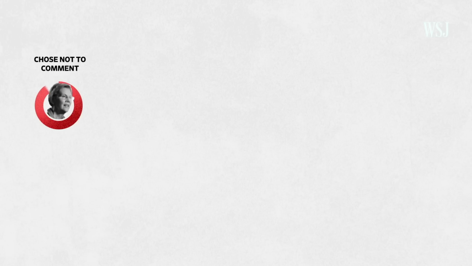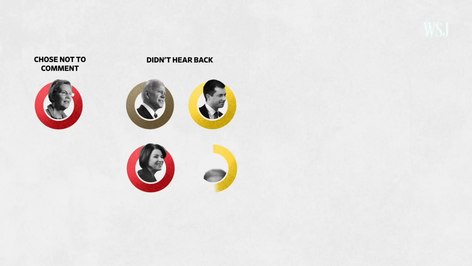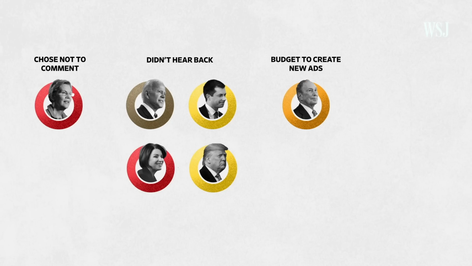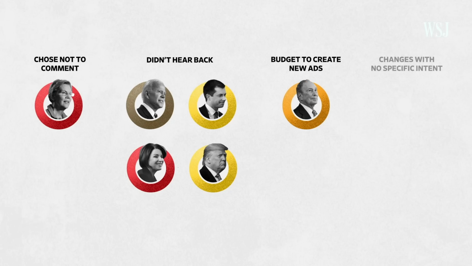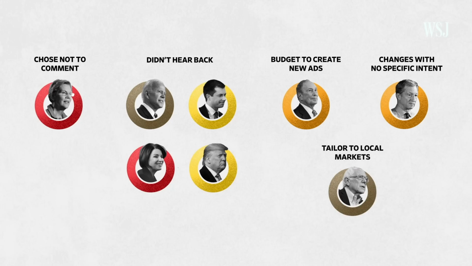Warren's team chose not to comment, and while we didn't hear back from the campaigns of Biden, Buttigieg, Klobuchar and Trump, the Bloomberg team told us that having a large budget gave them the freedom to create new ads for each market. The Steyer campaign told us that the changes were made with no specific intent, and the Sanders campaign said that they tailor ads to local markets.